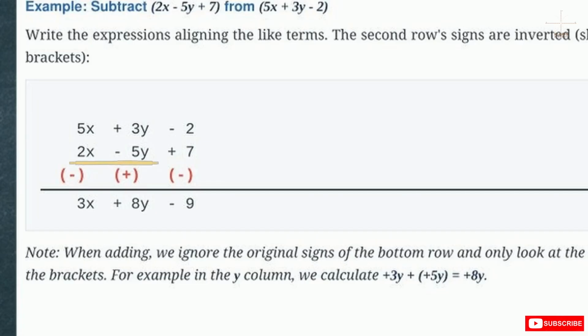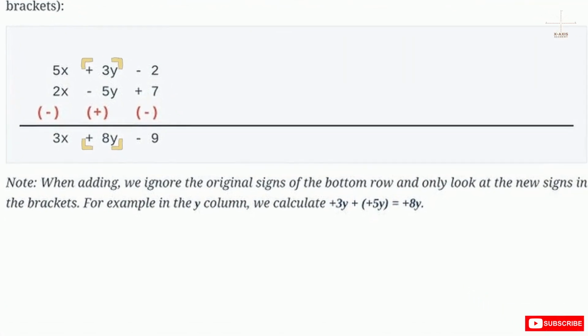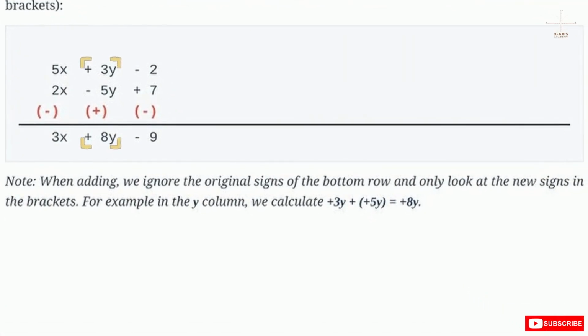Start by stacking the expressions so that the terms you are subtracting are on the bottom row. Draw a line and write the newly inverted signs in red brackets directly below the bottom row. Now ignore the original signs on that bottom row entirely. In the y column, we combine positive 3 with a new positive 5 to get positive 8y.